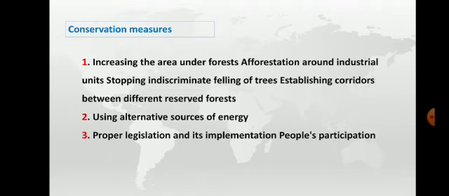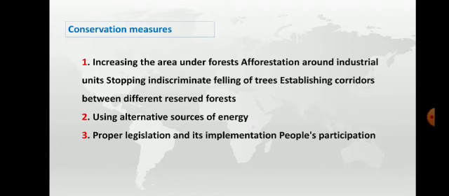Next is establishing corridors between different reserved forests. So here corridors should be established in different reserved forests to allow the migration of wild animals. This will also help numerous species of animals to use these corridors for their dispersal and migration. So corridors mean we have to plant more trees there.